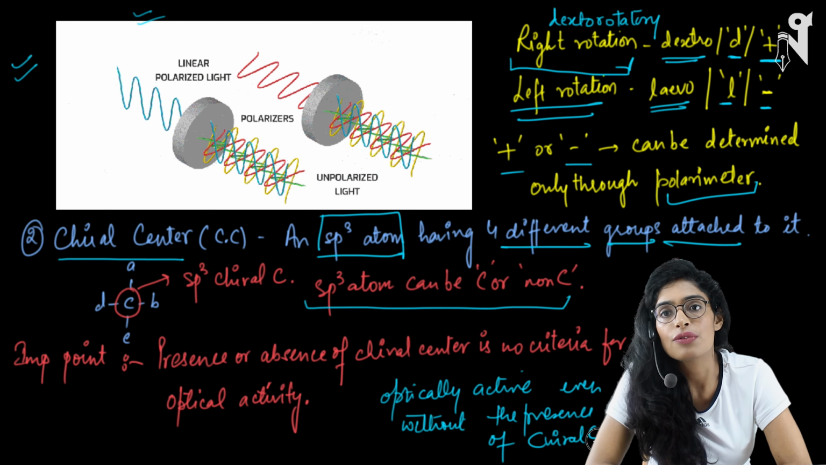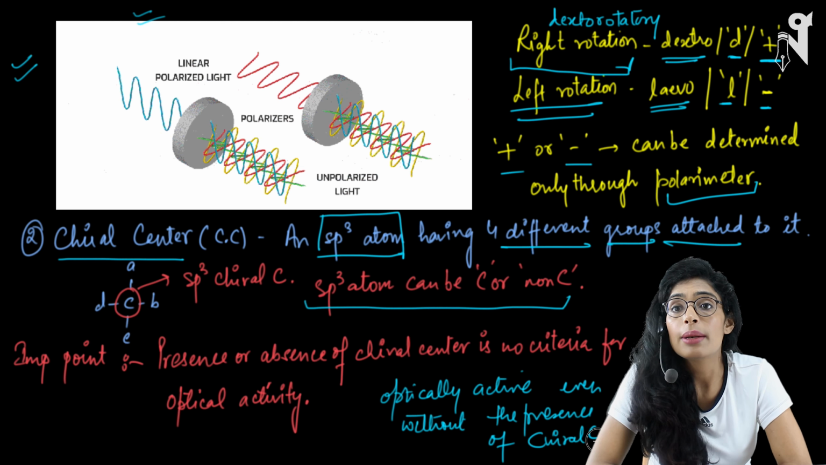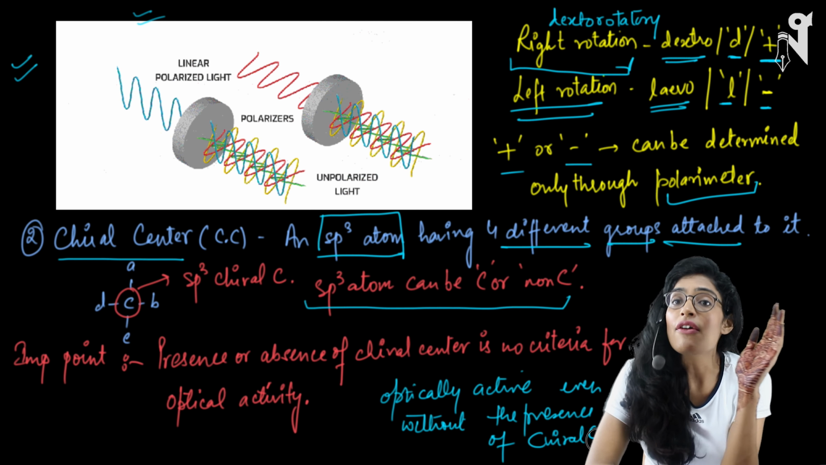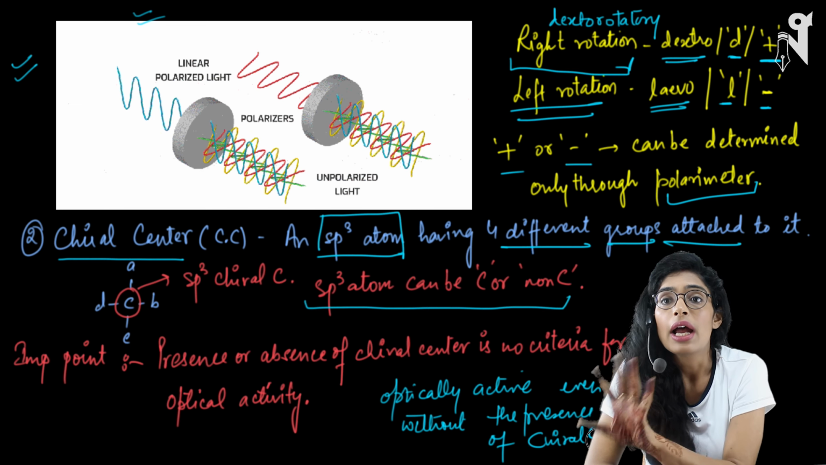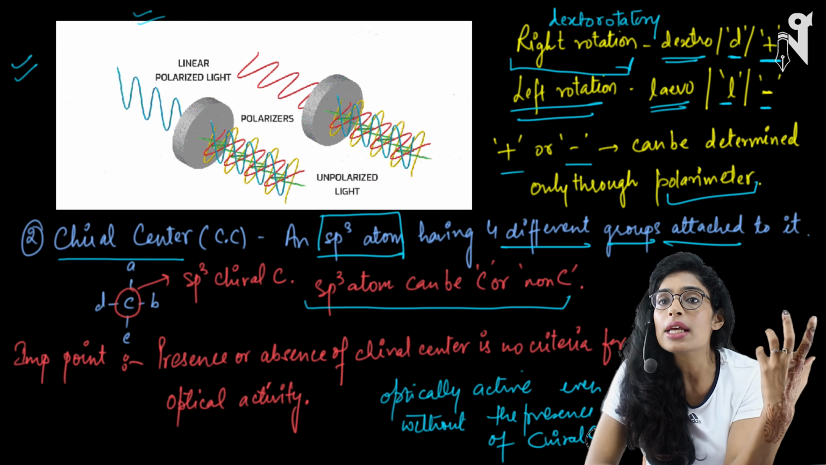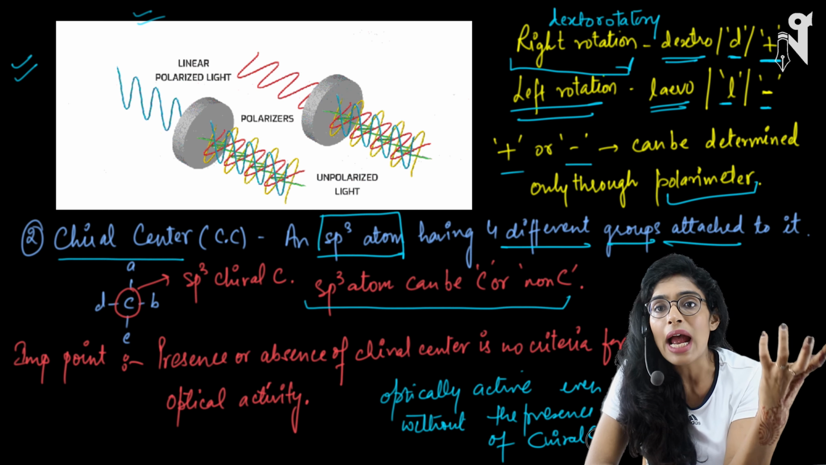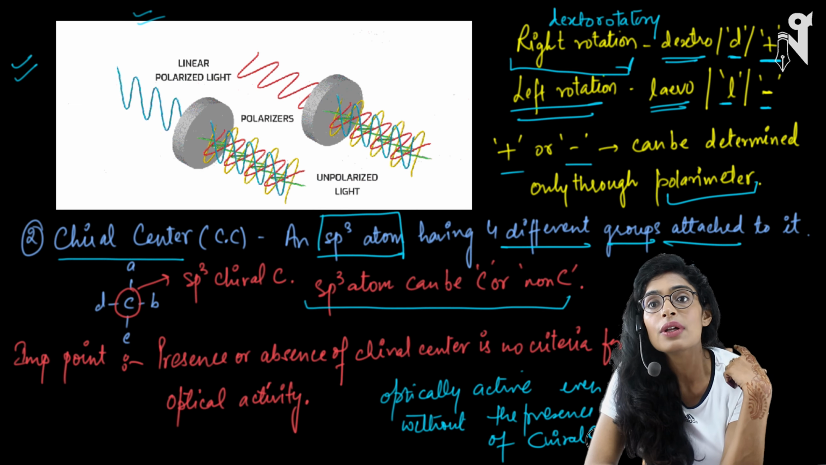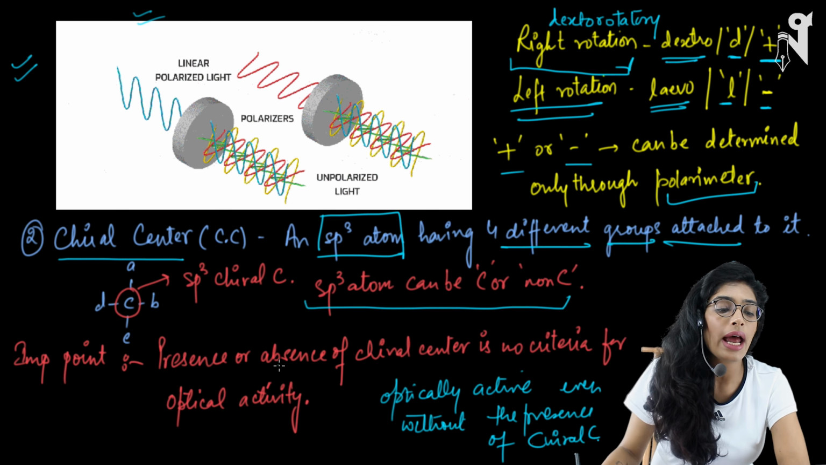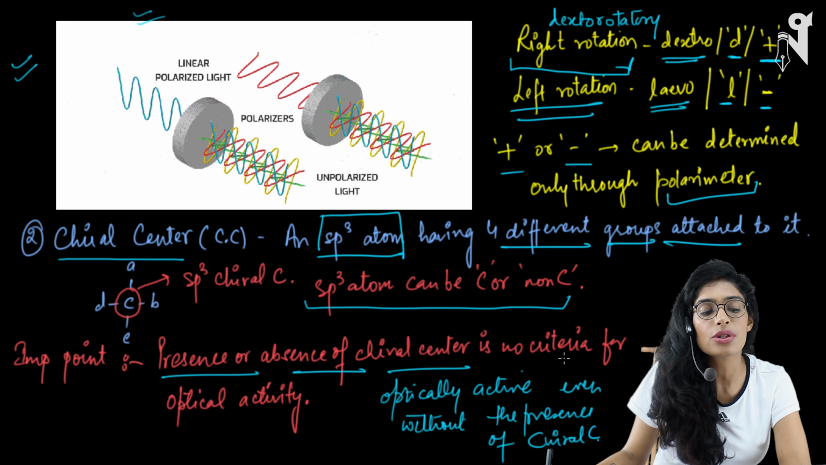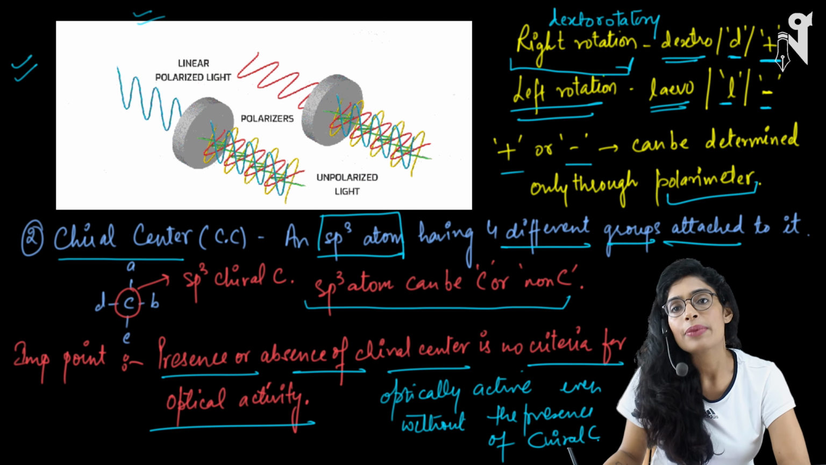So the presence or absence of the chiral center is no way to tell you whether a compound is optically active or not. Though it helps a lot in many cases, it is not at all a mandatory condition. We will see cases where you have chiral centers in your compound and still it is optically inactive, and the other way around. We will see cases where the compound is optically active but doesn't have a chiral center. So we will be dealing with all types of such compounds. Presence or absence of the chiral center is no criteria for optical activity.